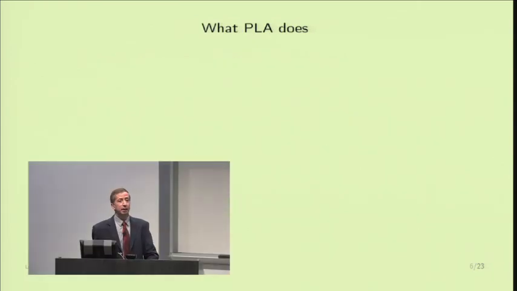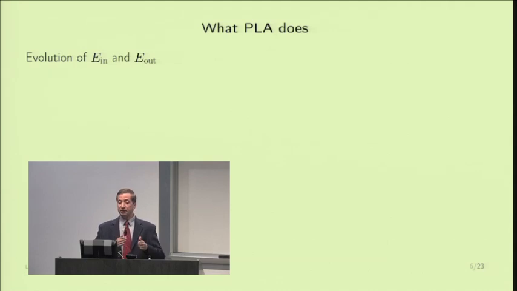Now, what does the perceptron learning algorithm do? What it does is this complicated figure, which takes the evolution of E in and E out as a function of iteration. When you apply the perceptron learning algorithm, you apply it only to E in. E in is the only value you have. E out is sitting out there. We don't know what it is. We just hope that E in tracks it well. Okay? So let's look at the figure.